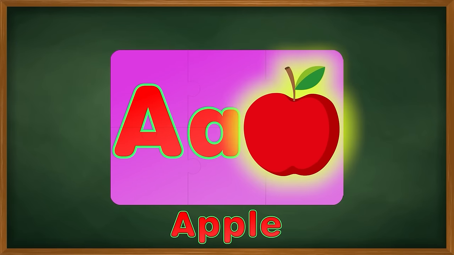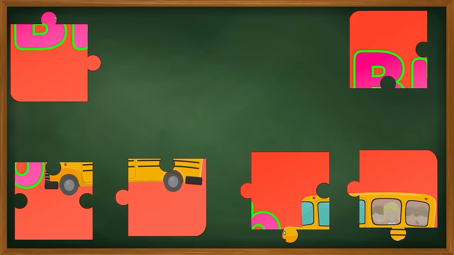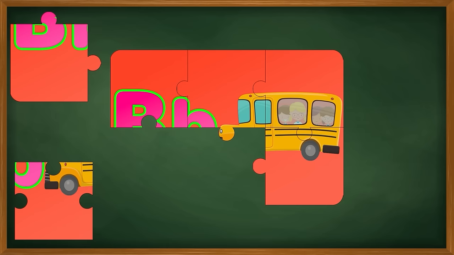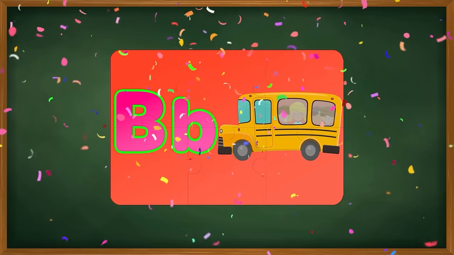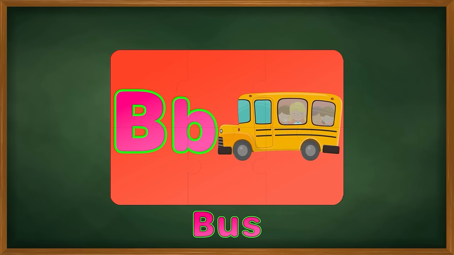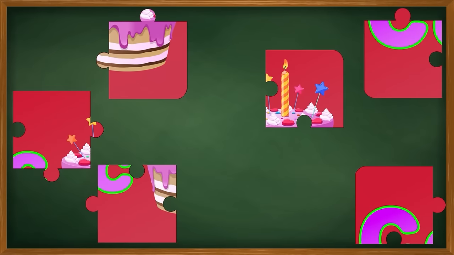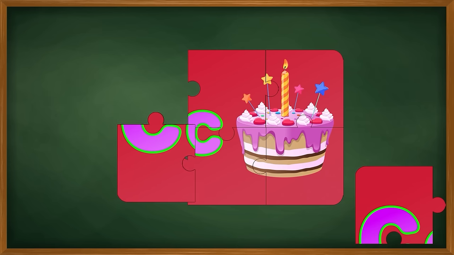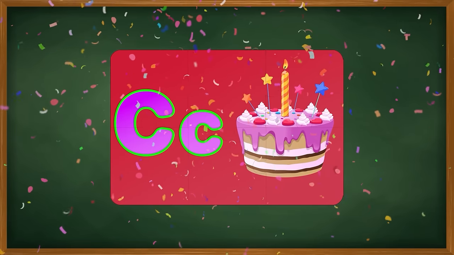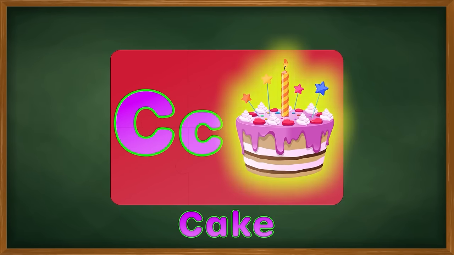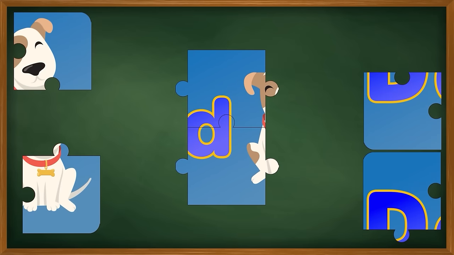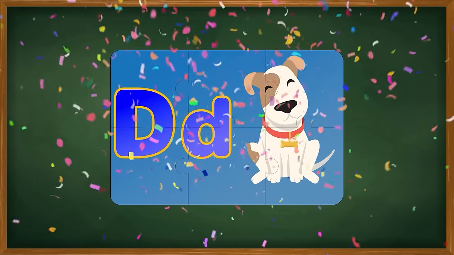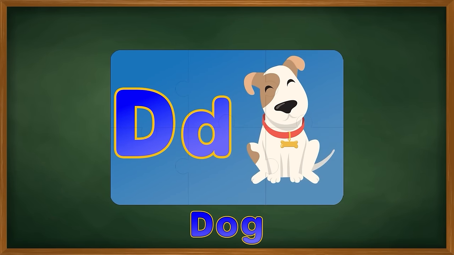A is for apple. A, apple. B is for bus. B, bus. C is for cake. C, cake. D is for dog. D, dog.